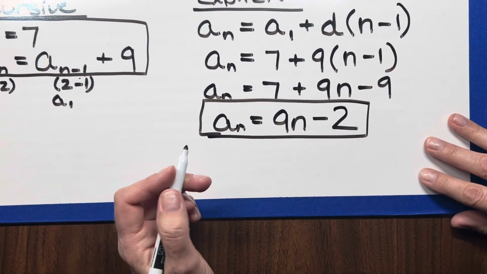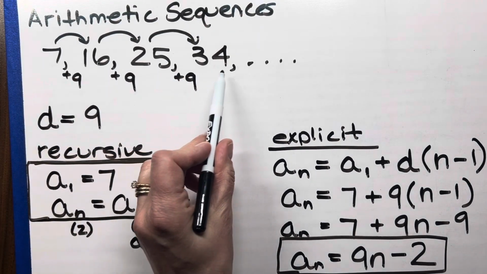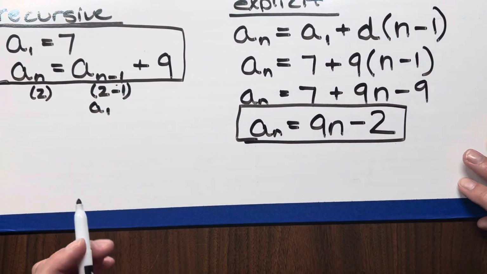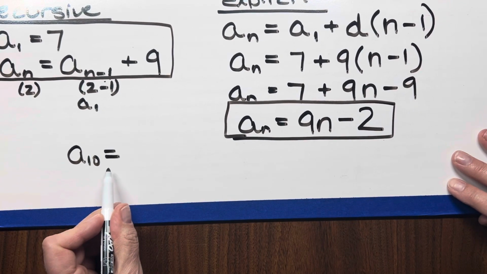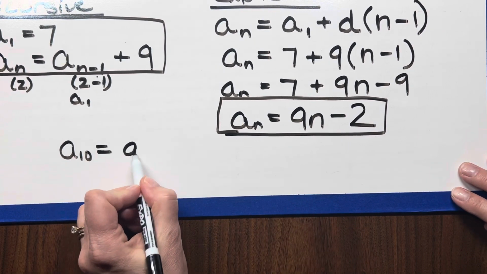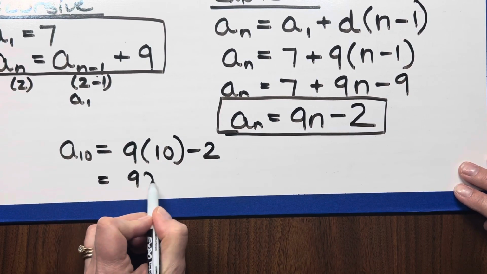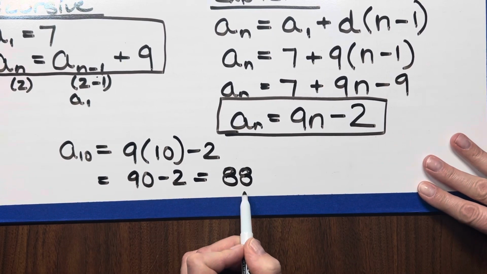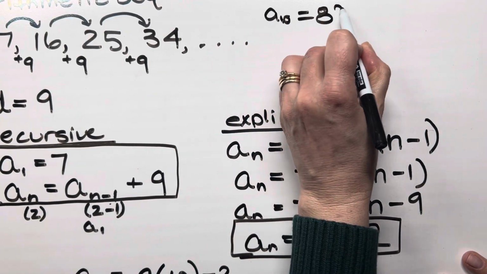Let's do one real quick using our formula. Remember that we had our sequence up here with the first 4 terms. Let's use this to see if we can find the 10th term. So a sub 10. I'm going to plug in 9 times 10 minus 2. So 90 minus 2 should give me 88. So the 10th term in my sequence, a sub 10, should equal 88.